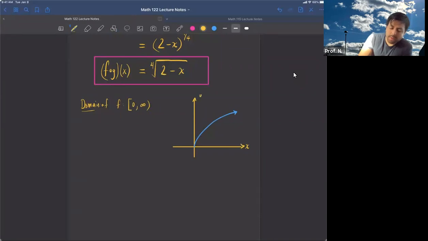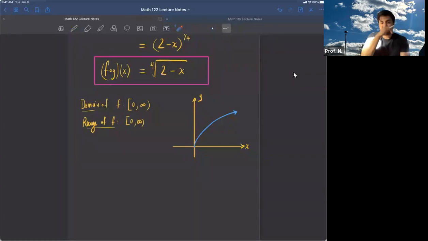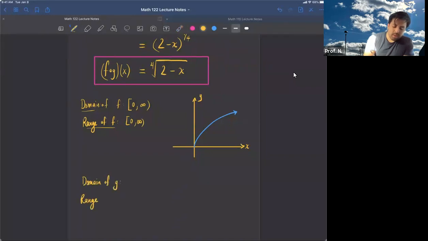Now, what are all my y values? The range of f, pardon me. So the range is also 0 to infinity because it's everything on the y-axis. So far that's 0 to infinity, 0 to infinity. Now, what is the domain of g? And what's the range of g? So just to get more familiar with each of our functions.